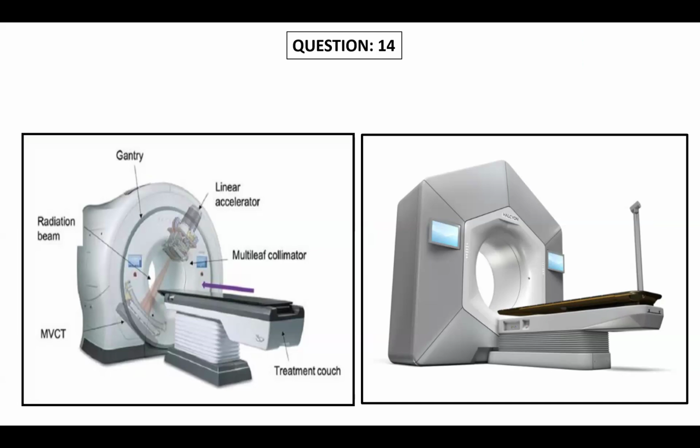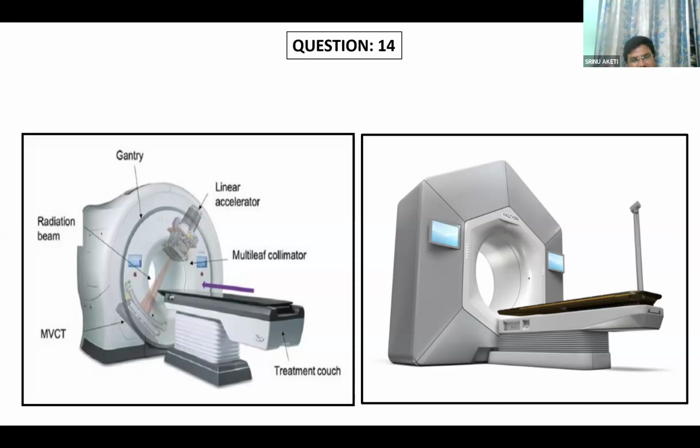Yes, sir. The main difference between this ring gantry and this tomotherapy is that tomotherapy works like a CT scan itself, sir. We'll treat every slice during the treatment. Slice by slice, slice-wise treatment. In the ring gantry, we will treat the whole volume, the whole field, in one rotation.